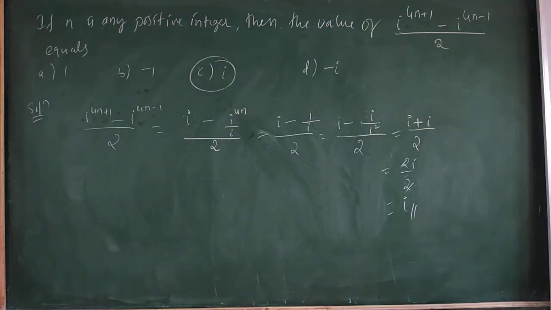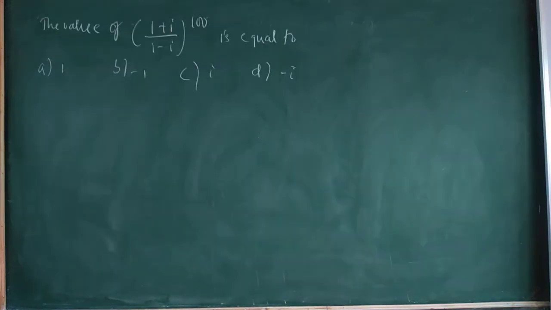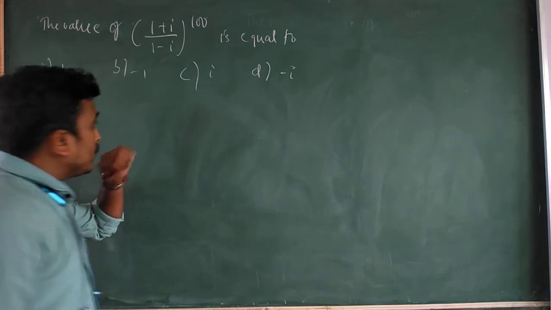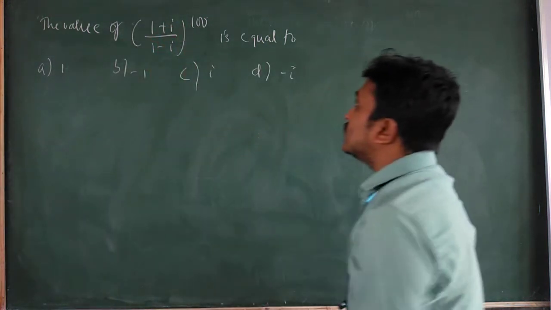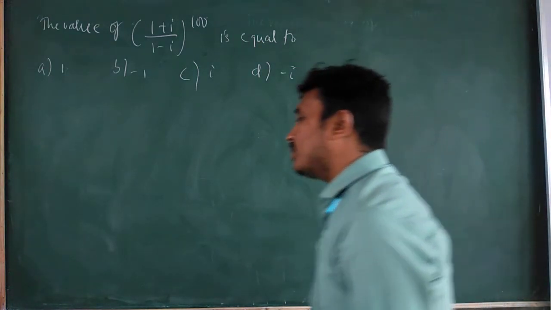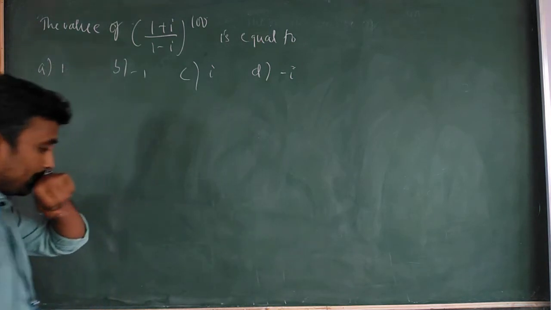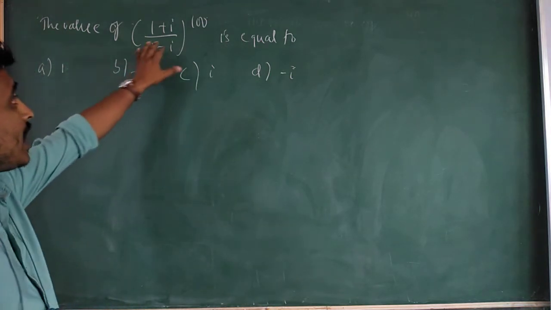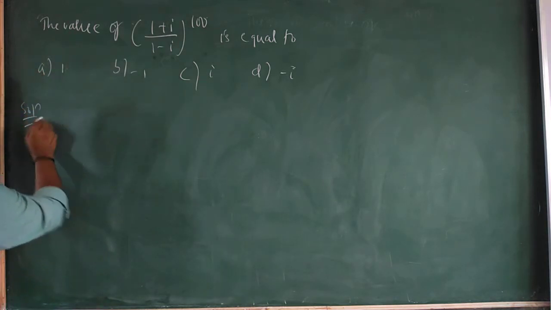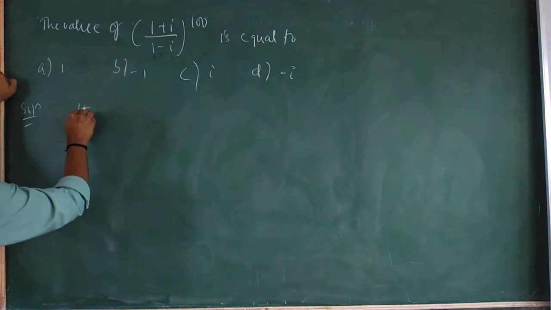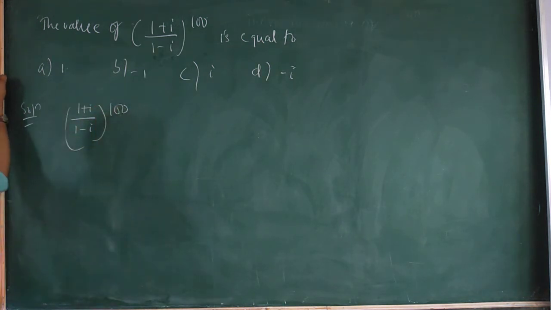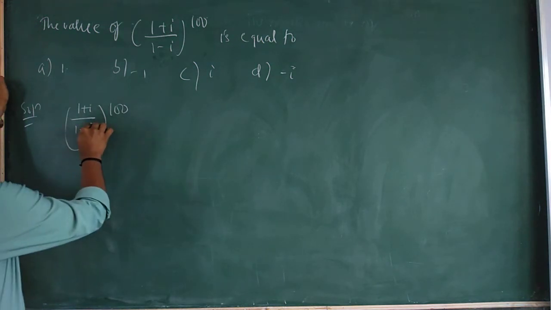Okay, next question. The value of ((1 plus i) divided by (1 minus i)) whole power 100 is equal to. Okay, this is about powers of i, which we reduce formally. Solution: in the bracket, (1 plus i) divided by (1 minus i), to the power 100. So you have to simplify this one.